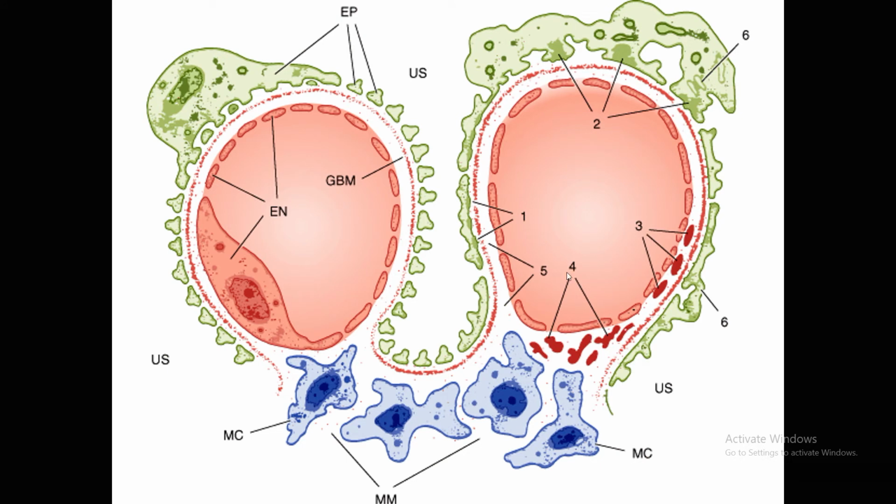This slide shows on the left a normal glomerular capillary, and on the right a glomerular capillary affected by immune complex deposition. The immune complex deposition may be subendothelial on the membrane or subepithelial below the podocyte layer.